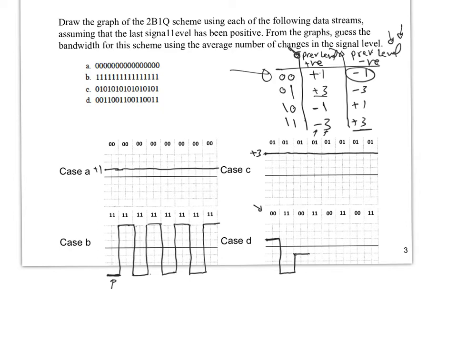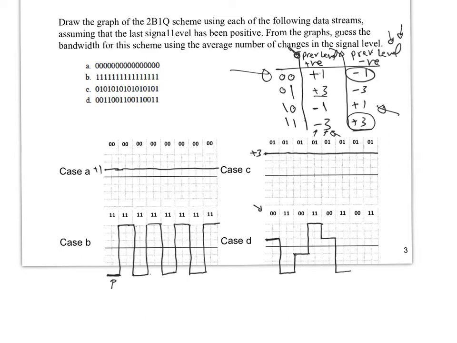So the 0, 0 next will be minus 1. And then since we are still negative, we will still look at this column, right? So 1, 1 becomes a positive 3. So we will go positive 3. Okay? And now we are positive, so we'll switch to the first column. 0, 0 for the first column becomes plus 1. We are still positive, so we'll keep looking at the first column. 1, 1 becomes minus 3.